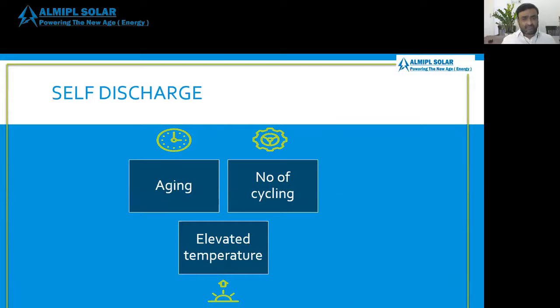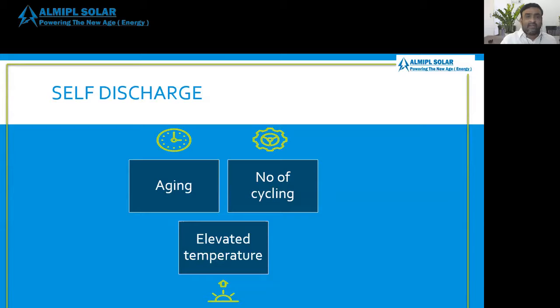Self-discharging depends upon aging, the number of cycles, number of charging, number of discharging, SOC and DOD. Based on that, the battery life will be calculated.